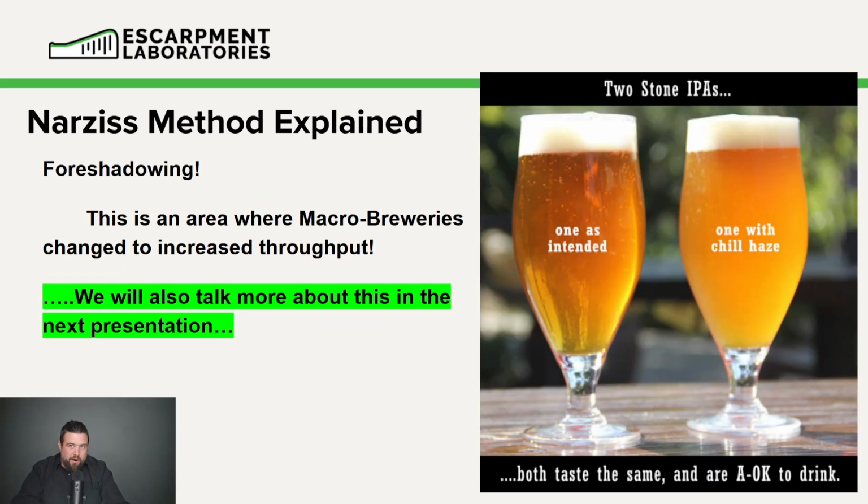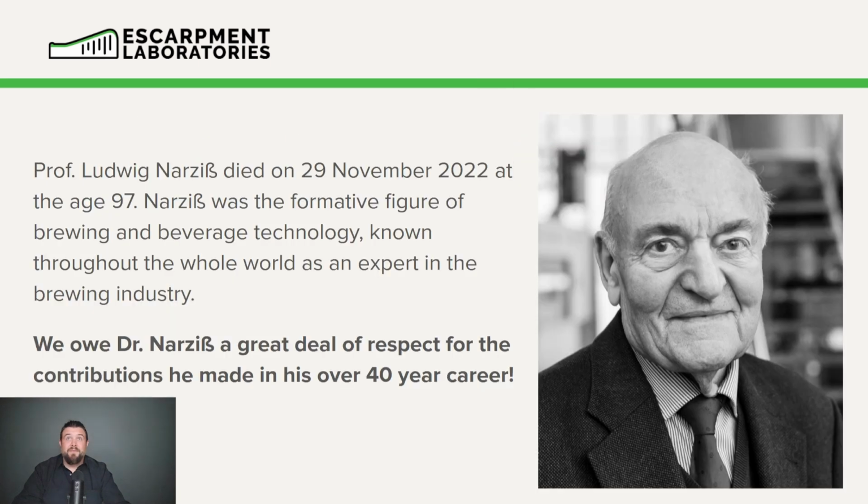This time required for the settling, for these proteins and polyphenols and yeast cells to settle out of suspension, was time that the macrobreweries of today saw and did not agree with. This is too much time for them. They need to increase the efficiency. This is one of the places we started seeing the macro guys change Narziss's method to further increase throughput. How'd they do that? More technology. We'll see in a second.